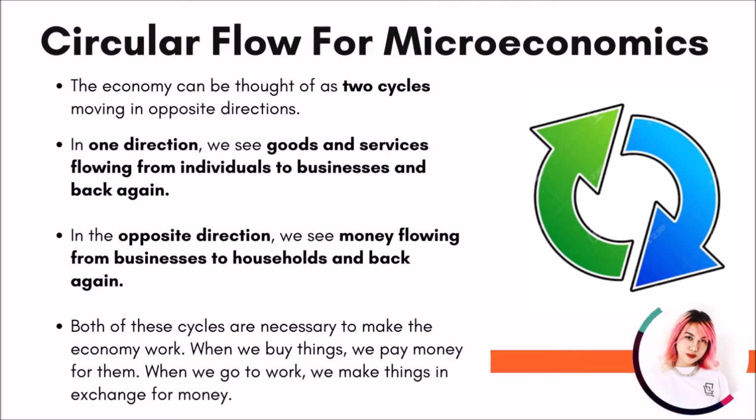When we buy things, we pay money for them. When we go to work, we make things in exchange for money. The circular flow model of the economy distills the idea outlined above and shows the flow of money and goods and services in a capitalist economy.